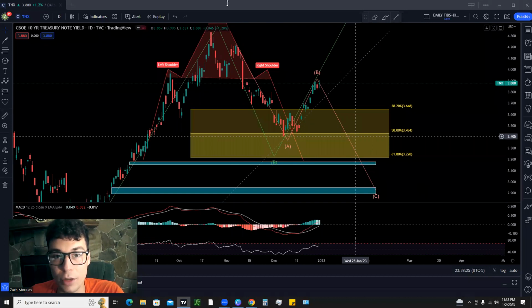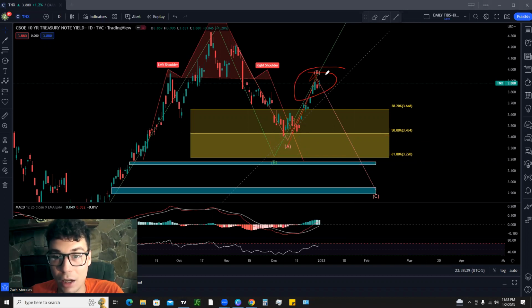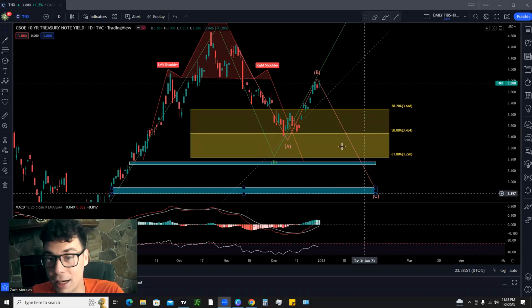So it's going to be really, really interesting. I'm going to be paying a lot of attention to TNX right now because we do have our A wave completion right here at the 50% retracement level. We got a very strong bounce to the upside, completing our B wave possibly. Okay. And if we find resistance up here and this starts to drop back down, there's a strong possibility TNX could come back down to fill this gap down here right around 2.89.